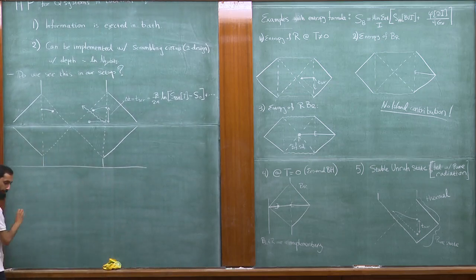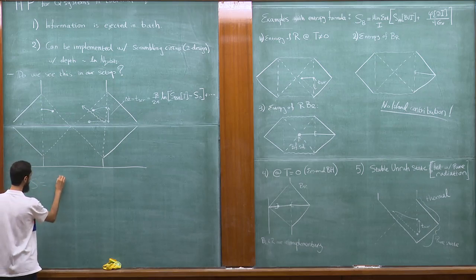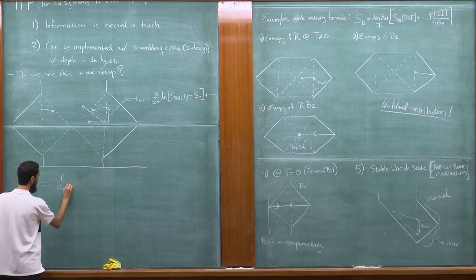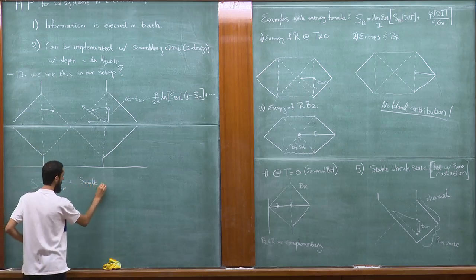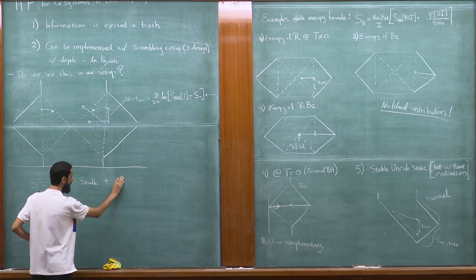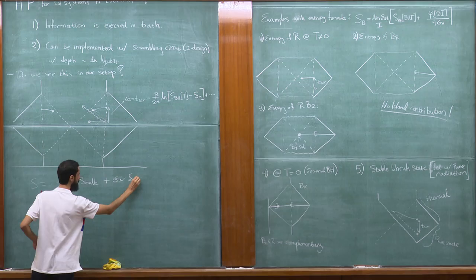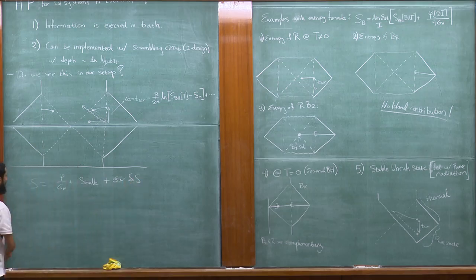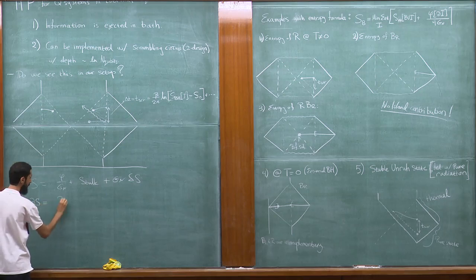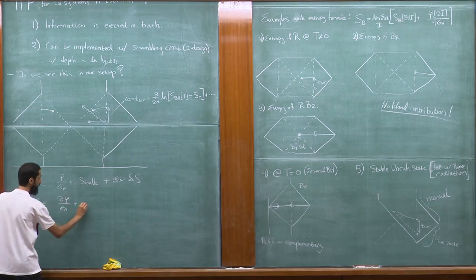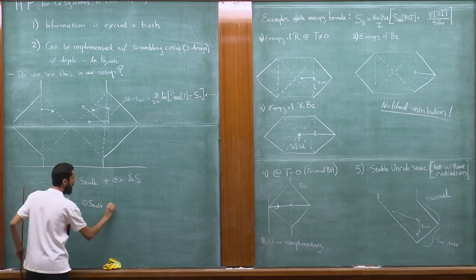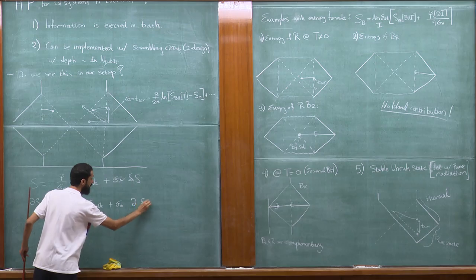Let me motivate why the other higher order terms will not be important. We have S is phi over G Newton plus S bulk plus possible higher order terms, which I'm going to write as G Newton times delta S. Now, let's ignore that term for a second. When we extremize, taking the derivative of S, we have d phi over G Newton plus the derivative of S bulk plus G Newton times the derivative of delta S.